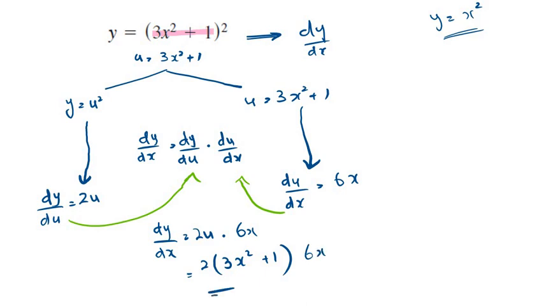So that's the answer. All we did was take this function and call the inner part u, and then write the function as two functions, y equals u squared and u equals 3x squared plus 1. Then since we want to find dy over dx, it can be written as dy over du times du over dx. We differentiate dy over du as 2u, du over dx as 6x, and then we combine these, and that's what we get.